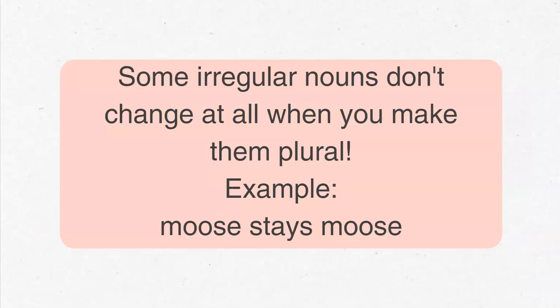Some irregular nouns don't change at all when you make them plural. That's what makes them irregular. We're not adding a suffix, we're not changing the spelling, nothing changes at all. The example here, moose stays moose. So I see one moose, I see 10 moose, I see 100 moose. The pronunciation doesn't change and the spelling doesn't change.